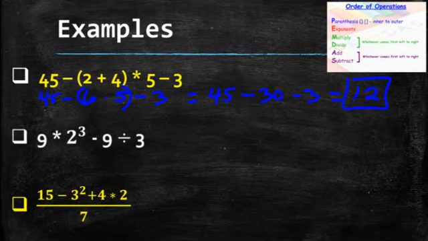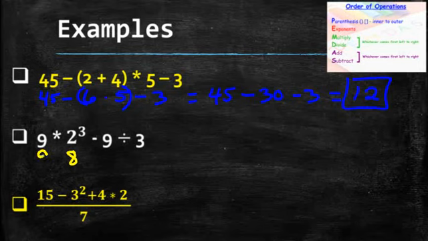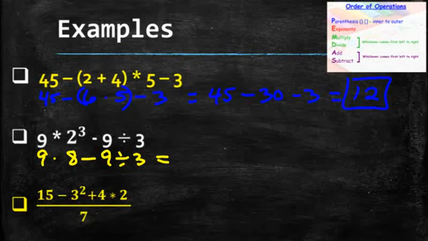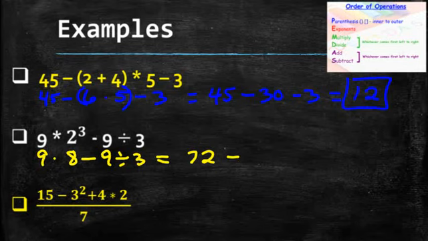Next one, 9 times 2 cubed minus 9 divided by 3. I need to get rid of my exponents first, so 2 cubed is 8. And I have 9 times 8 minus 9 divided by 3. If I would simplify that, I've got to do multiplication and division first. So 9 times 8 is 72 minus 9 divided by 3, which is 3. So 72 minus 3 gives you 69.